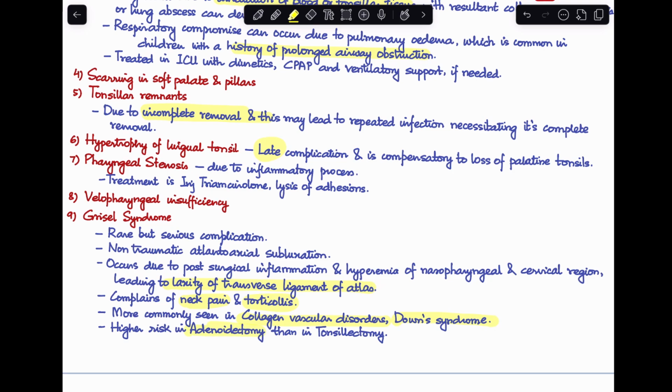So these are all about the complications of tonsillectomy. In my next video, I'll be talking in detail about post-tonsillectomy hemorrhage.